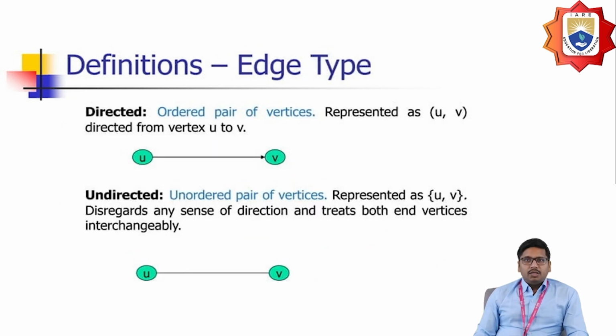Normally the edges are of different types: directed edge and undirected edge. A directed edge is an ordered pair of vertices, represented as (u, v), directed from vertex u to v. An undirected edge is represented as {u, v}, where the edge does not have a direction, and that's why it is called an undirected edge.